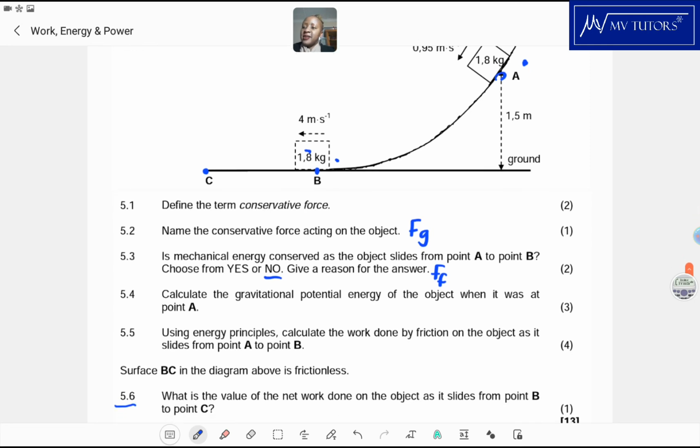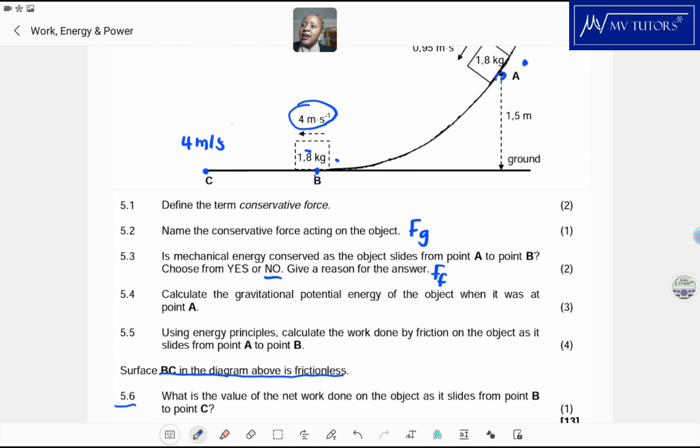Oh yes, they did say surface BC in the diagram above is frictionless. Okay, so if it is frictionless, this 4 meters per second at B will also be 4 meters per second at C.